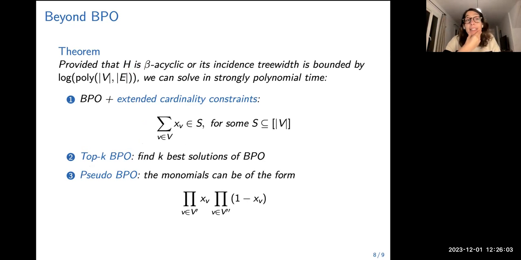And lastly, the last extension that we can deal with is pseudo-Boolean BPO. Before, our monomials were only of the form product of variables. Now, instead, we can also have products of variables but also products of the negation of the variable, and you can mix and match. So you can solve in polynomial time top-K pseudo-Boolean BPO with extended cardinality constraints.